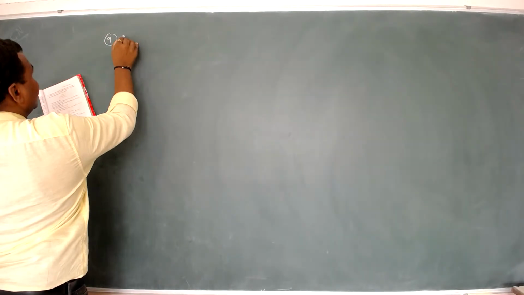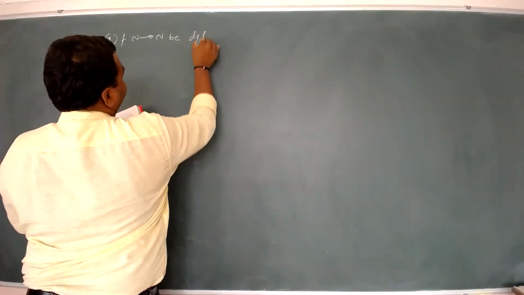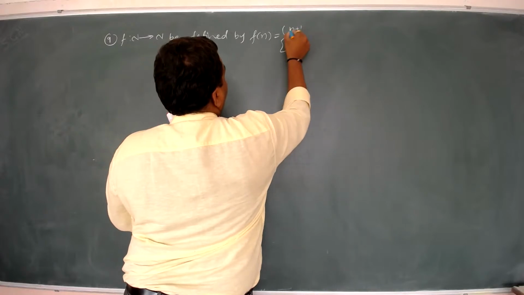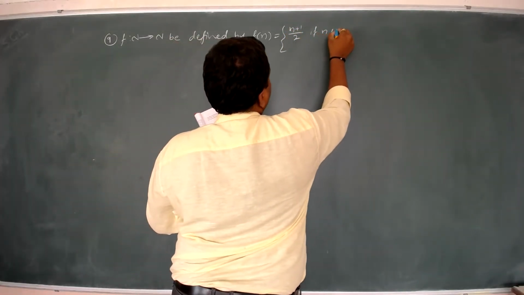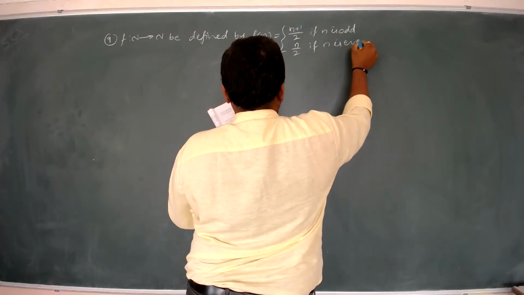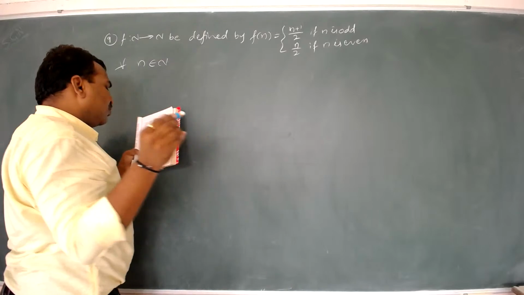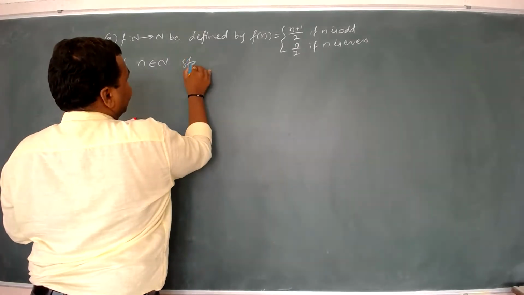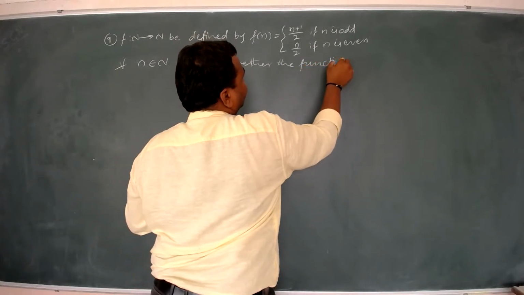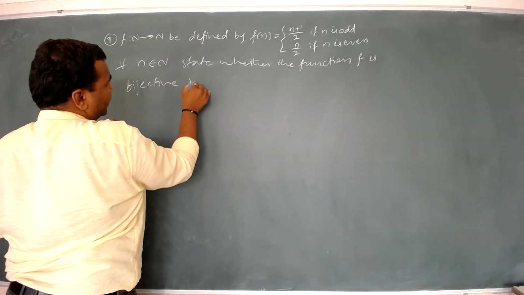Question number 9. Let f from N to N, natural number set to natural number set, be defined by f of n is equal to (n plus 1) by 2 if n is odd, n by 2 if n is even, for all n belongs to capital N. State whether the function f is bijective. Justify your answer.